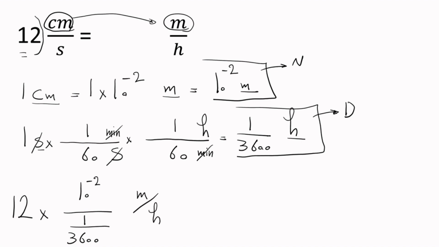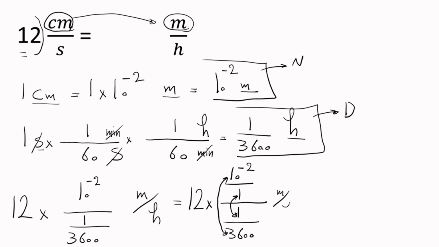Okay, for calculating this one, here I have a number, but in the denominator I have fraction. I must have fraction in both of them, in numerator and denominator. So what should I do? I must write 12 times. As you can see, I can write 10 to the power of negative 2 as 10 to the power of minus 2 over 1, because it is equal to 10 to the power of minus 2. And in the denominator I have 1 over 3600. So close to close and 4 by 4.